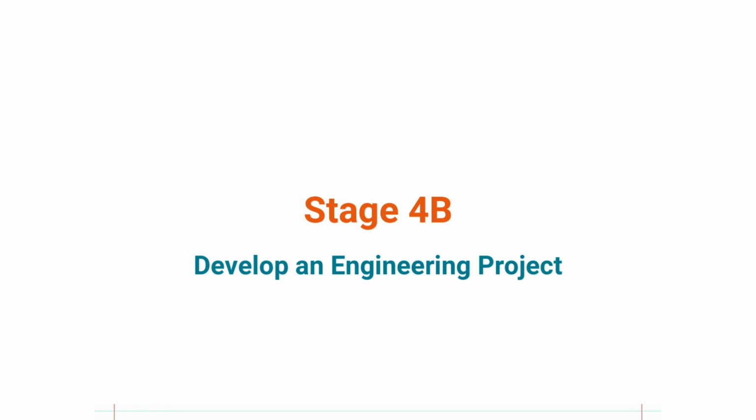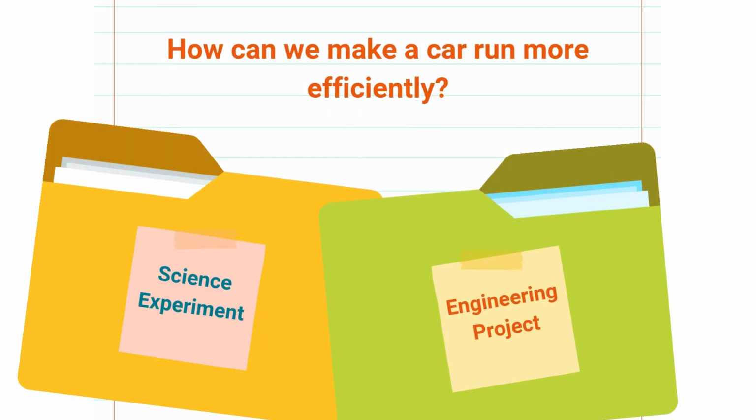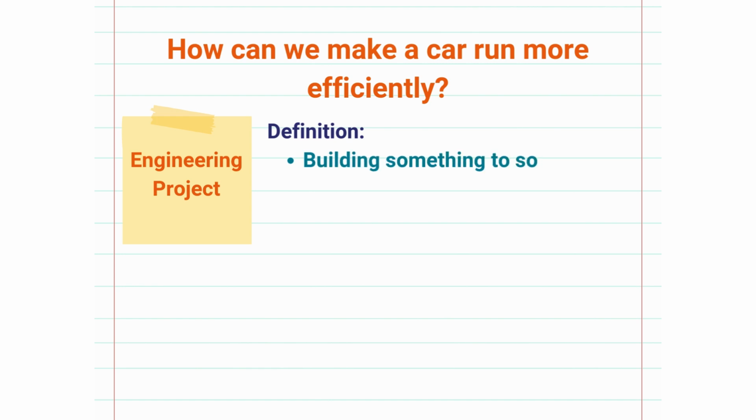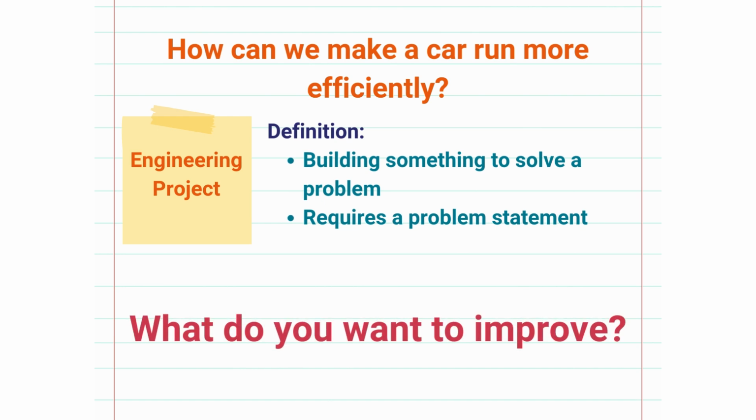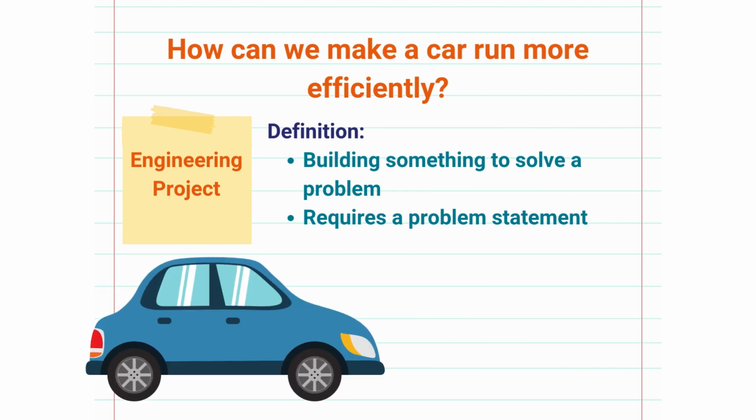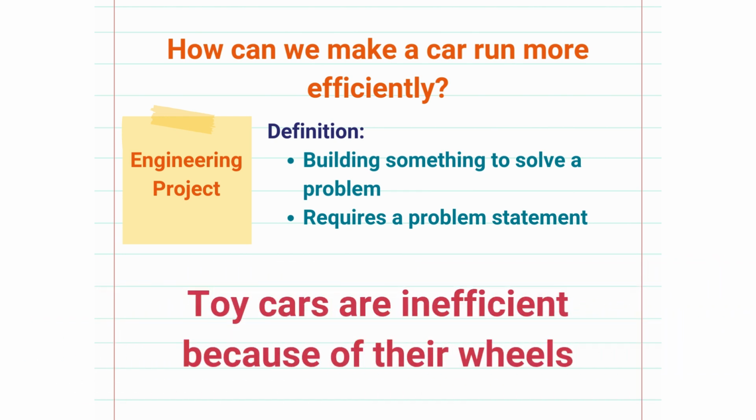Now, what if instead our research and interests led us to a problem we'd like to solve instead of a question to answer? Our project would be more like an engineering project. An engineering project involves building something to answer a problem statement. Let's talk about how we develop that. A problem statement is a clear definition of the thing you want to improve. Let's stick with our original question from before we made a science experiment. Our problem statement could read, toy cars are less efficient because of their wheels.